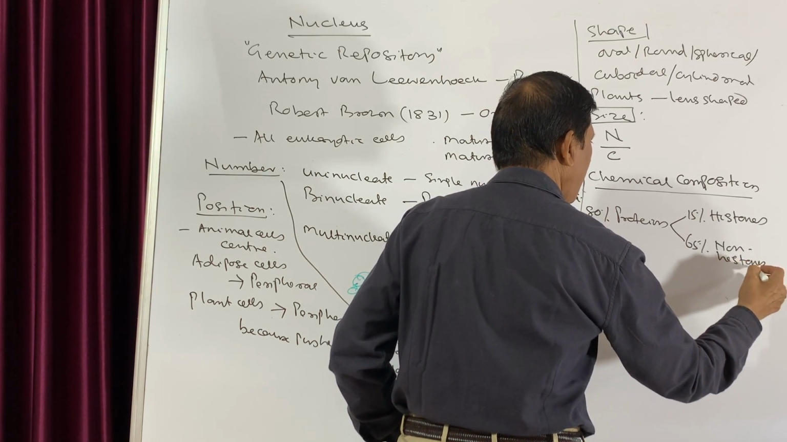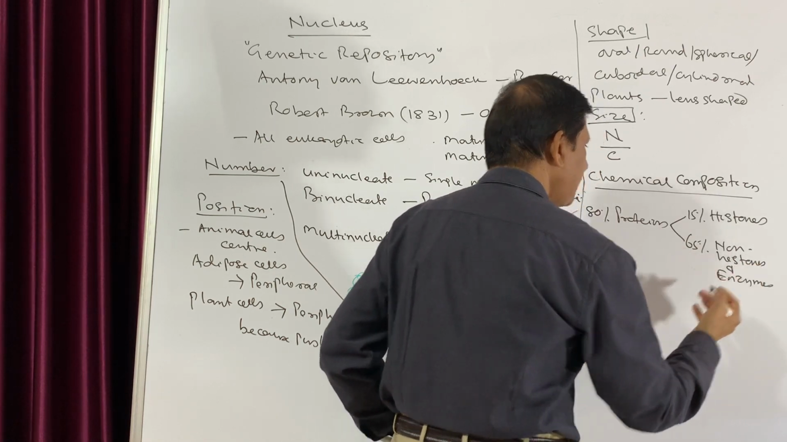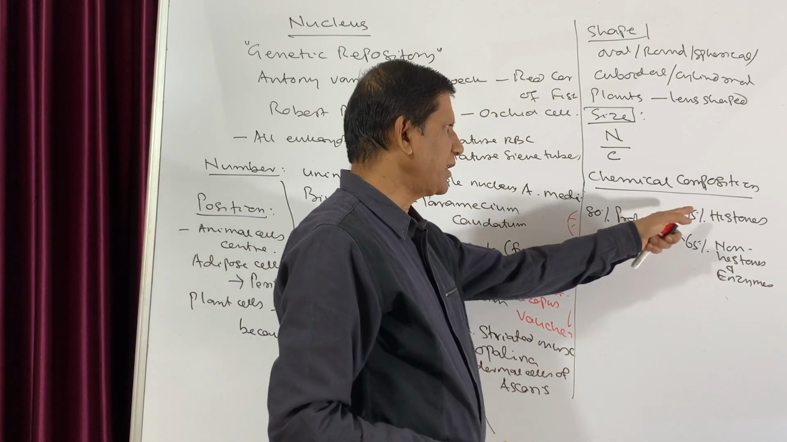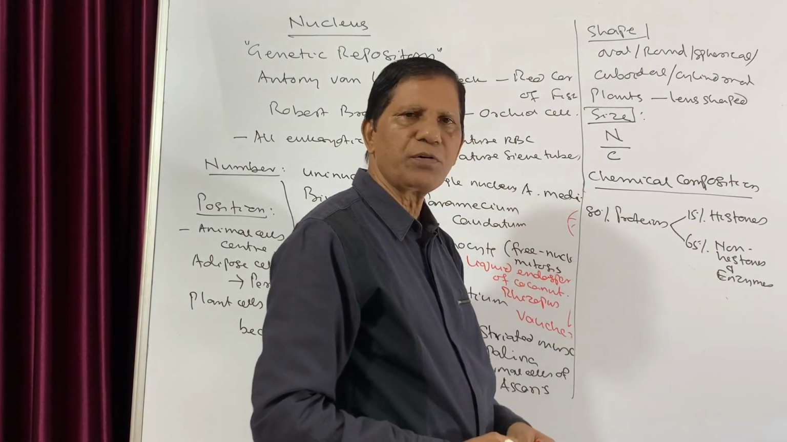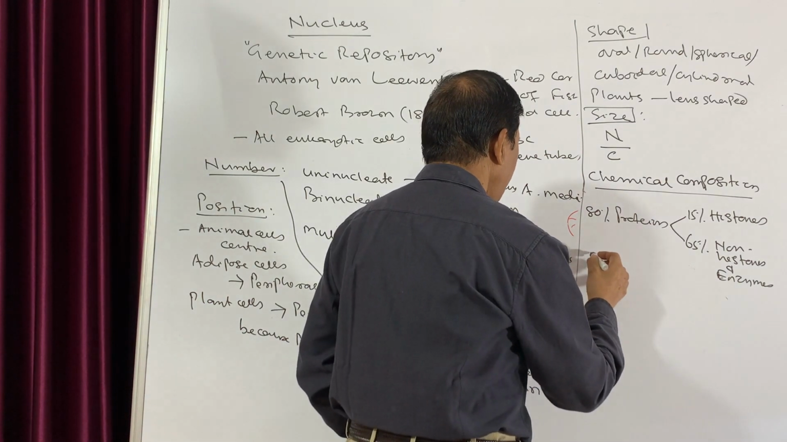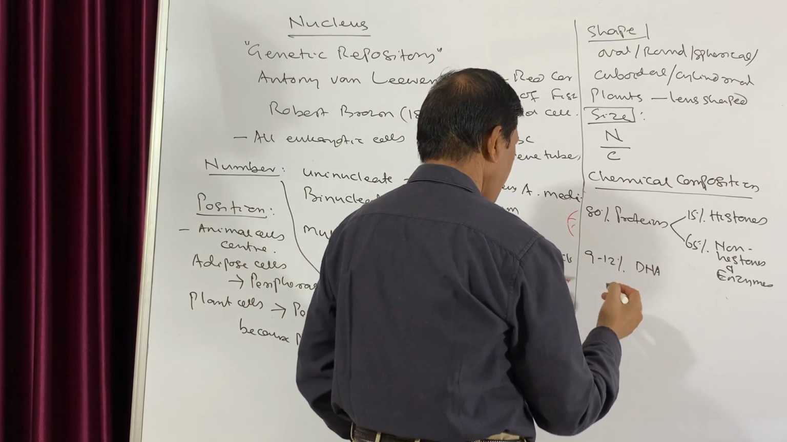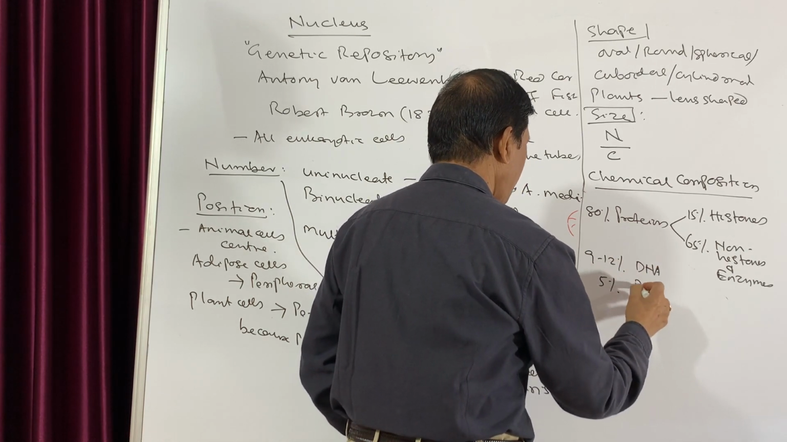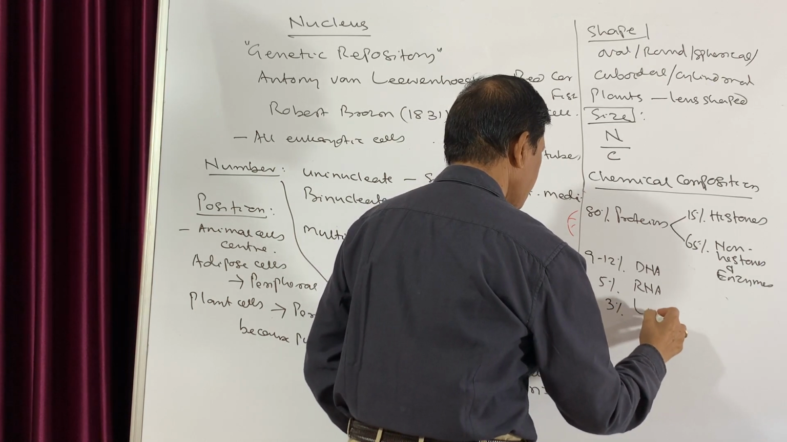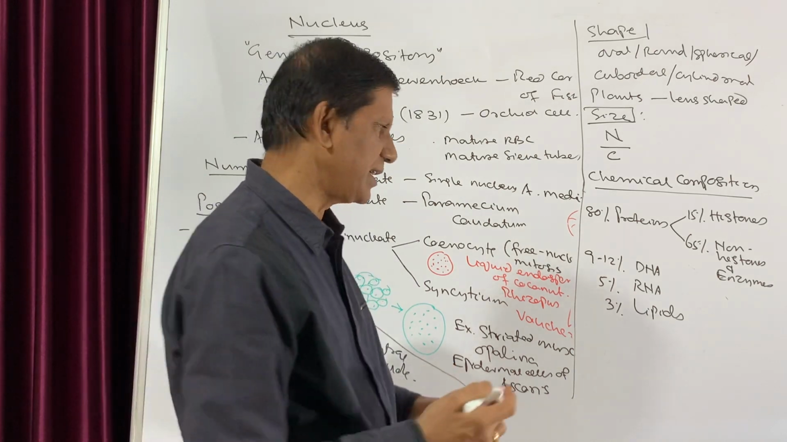Non-histones and enzymes. Non-histone proteins and enzymes are also proteins. So 15% histone proteins and 65% non-histone proteins and enzymes. That is mostly evident. Then we get 9 to 12% DNA, 5% RNA, then 3% lipids, and there are some minerals in traces.